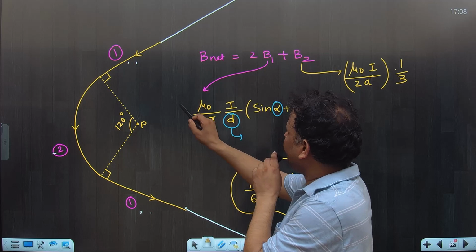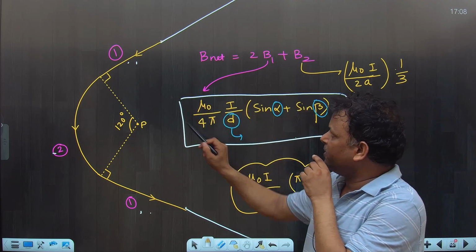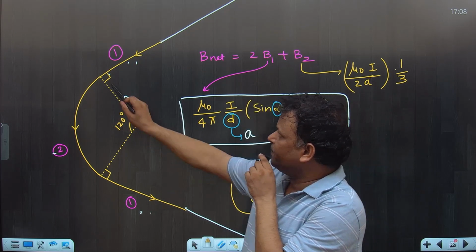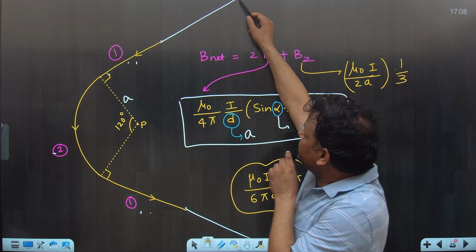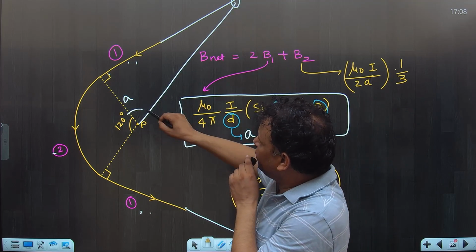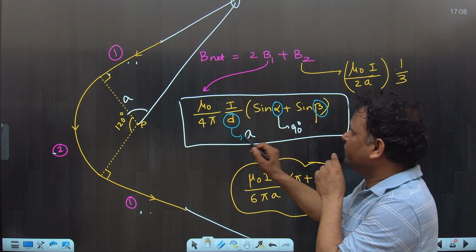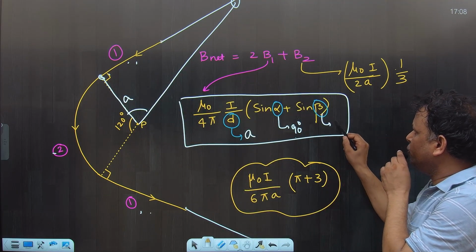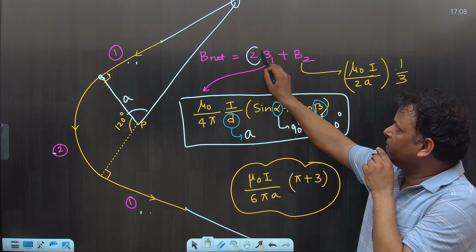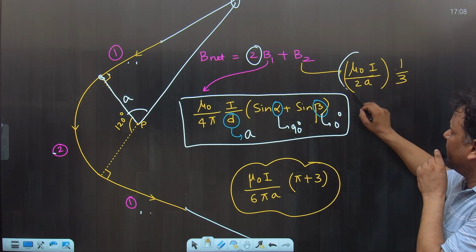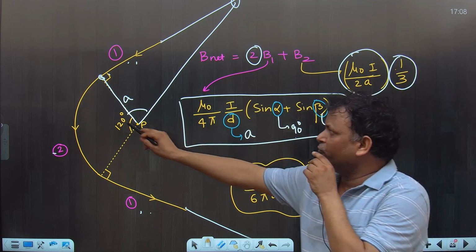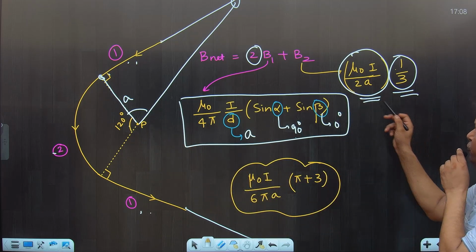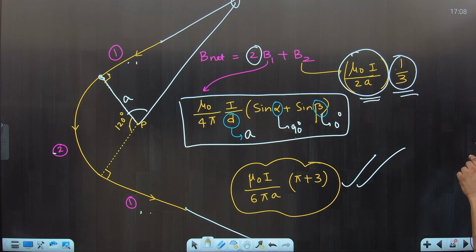What about B1? You write the formula, mu naught by 4 pi I by D into sin alpha plus sin beta. D is A here, the length of perpendicular. What about alpha? This end is making 90 degree with the perpendicular, so alpha is 90 degree. And this end is making 0 degree with the perpendicular. It is semi-infinite actually, so beta will be 0 degree here. Don't forget to double it. Now what is B2? It is 1/3 of the circle. Magnetic field due to complete circle is this much, and it is 1/3 of the circle. You add these two values and get this answer. You should check it.